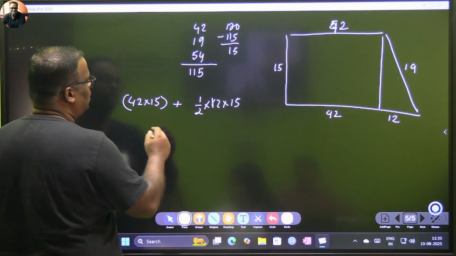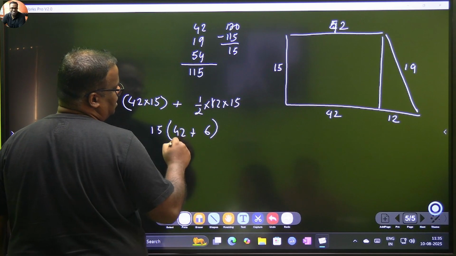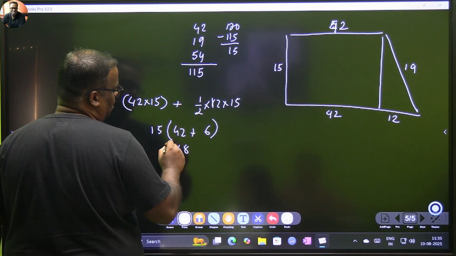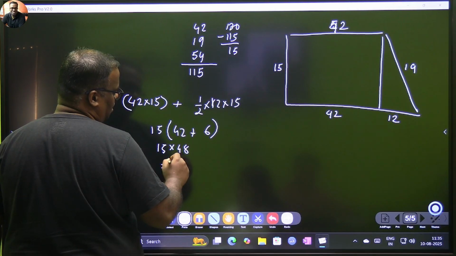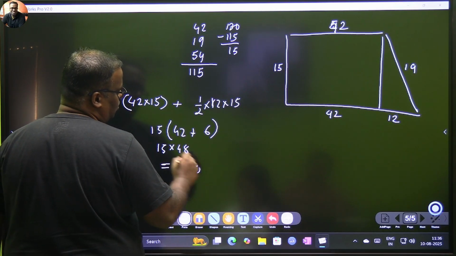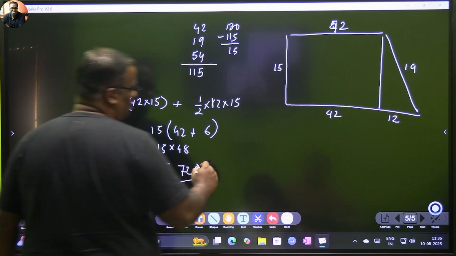So you can take 15 common from both sides. 42 plus, this is another 6. So this is 48 into 15. 15 8s are 120, 0, 12 carry over, 15 4s are 60 plus 12, 72. So 720 meters square.